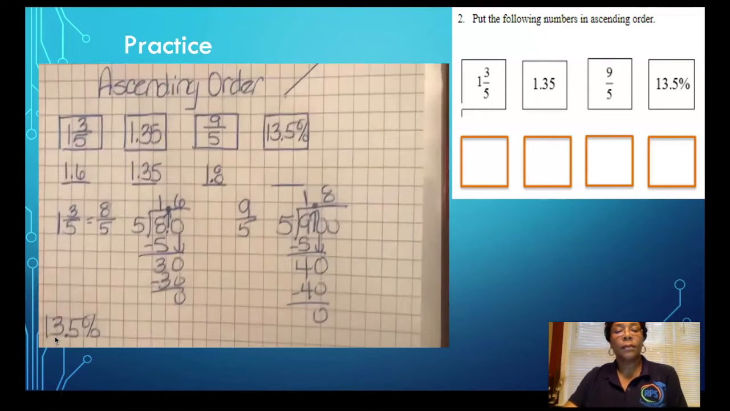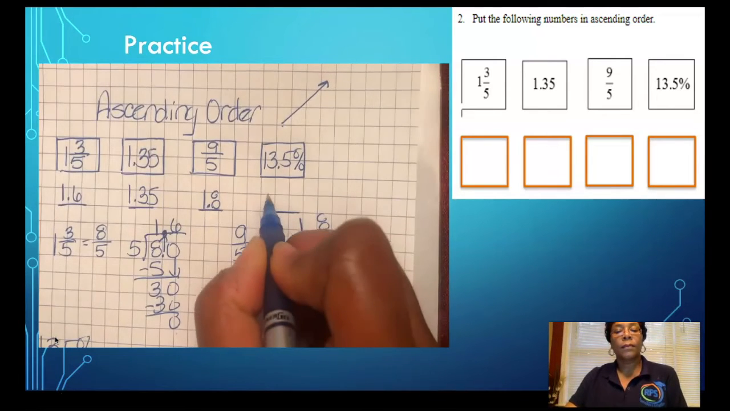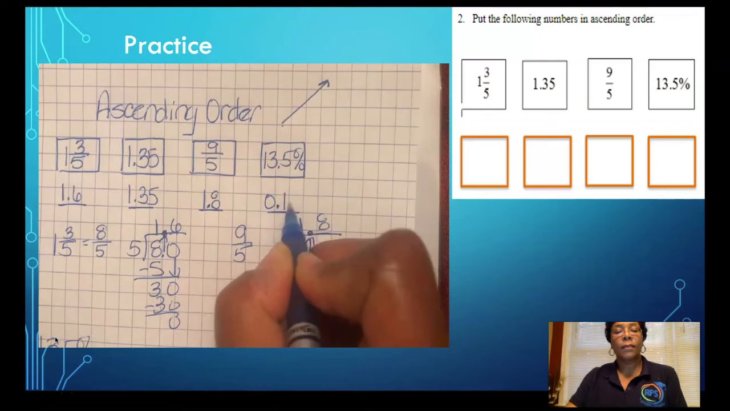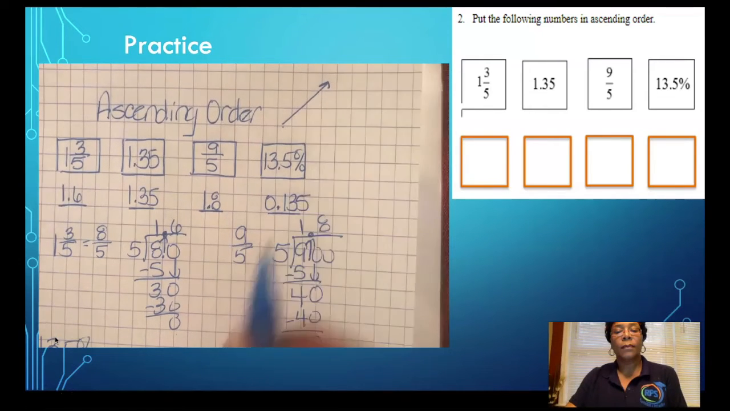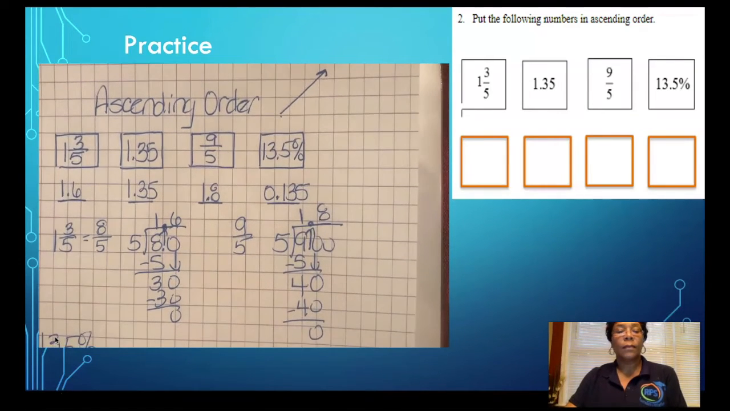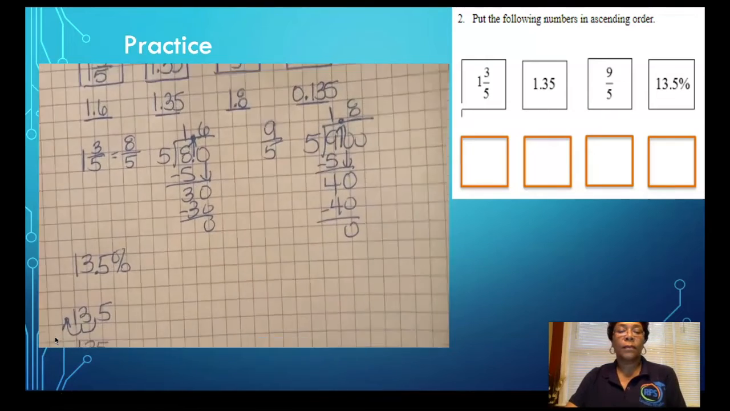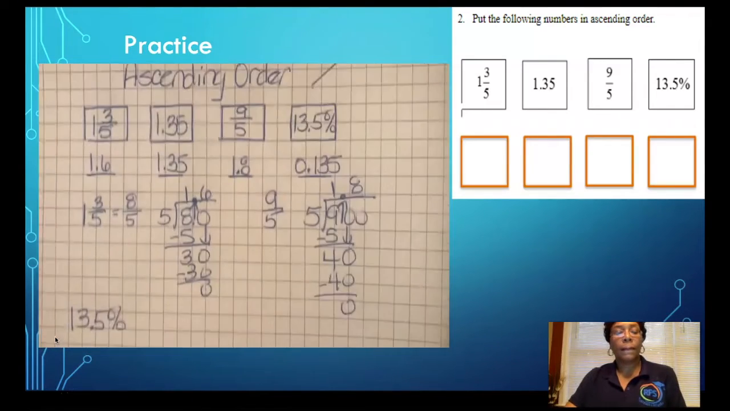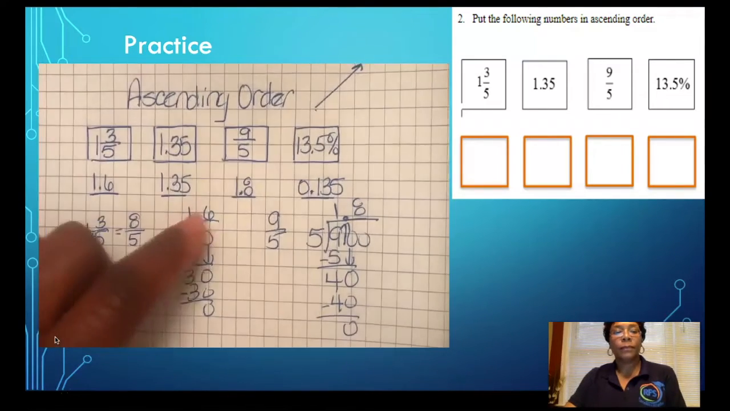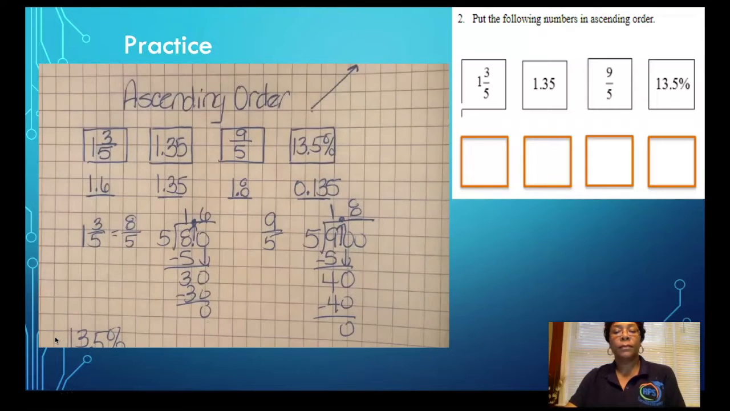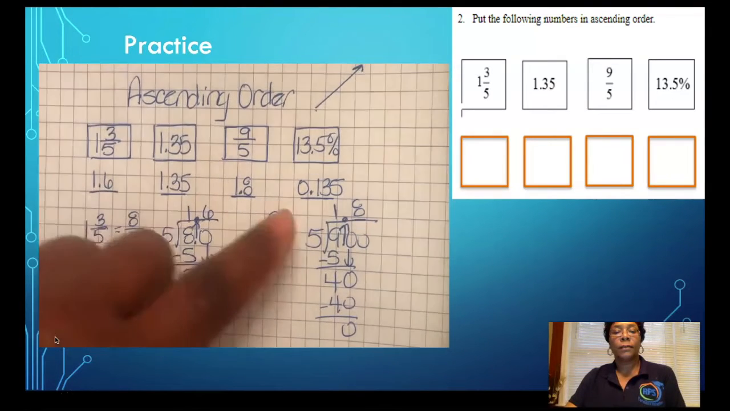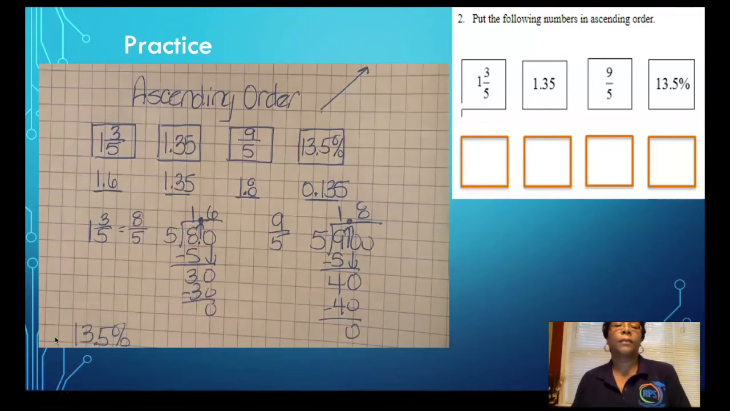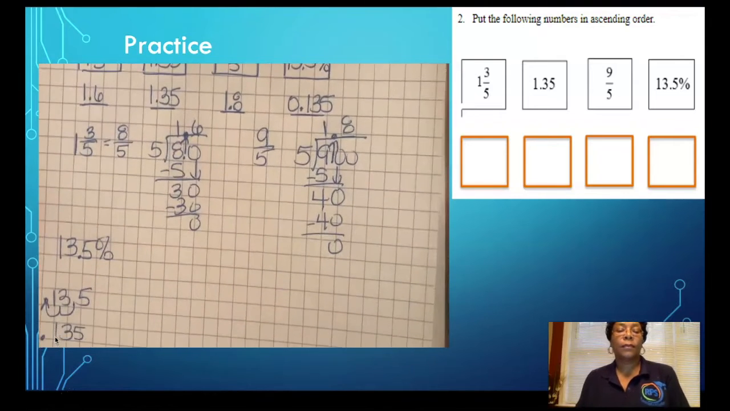0.135. So now I'm going to place that number here. 0.135. So now all we're going to do is place these numbers that we have in common form in. So you may say, well, these are all different as far as the place value. So we can fix that as well.